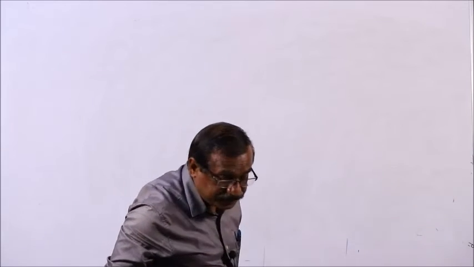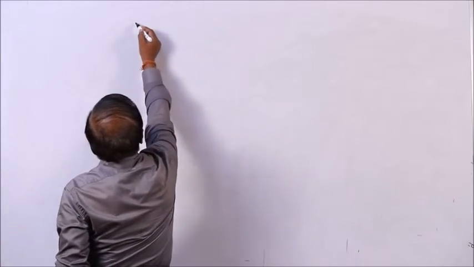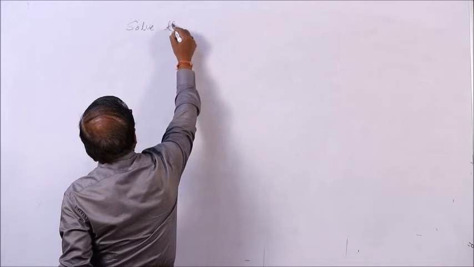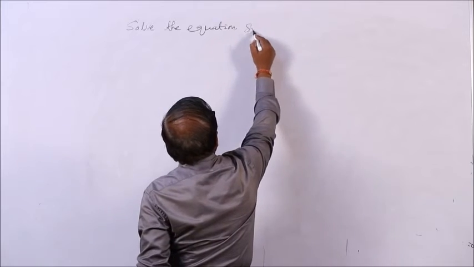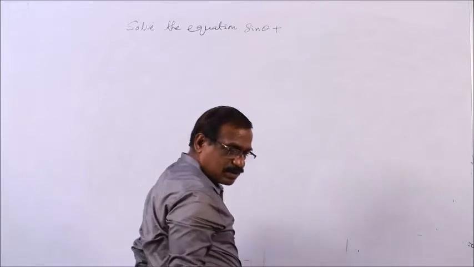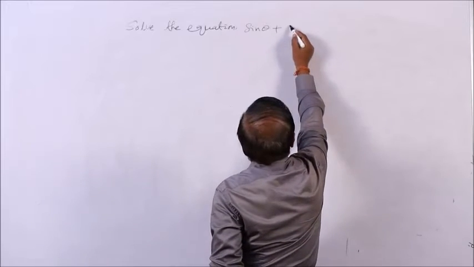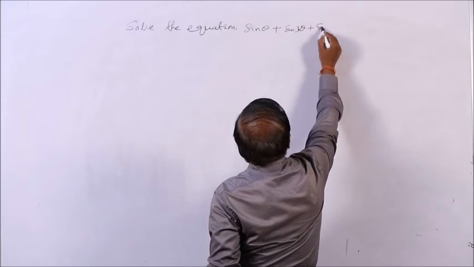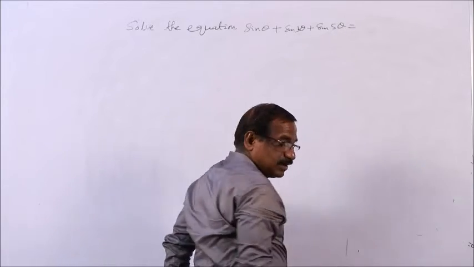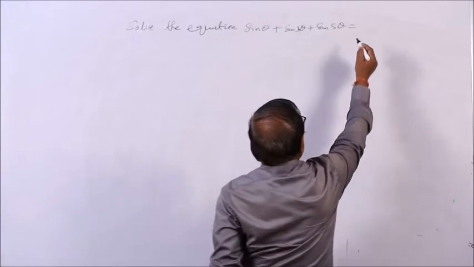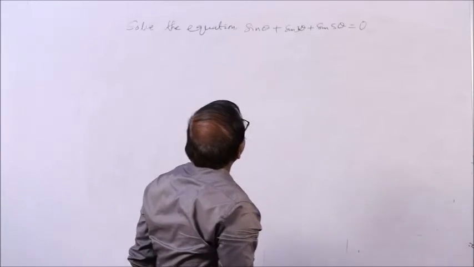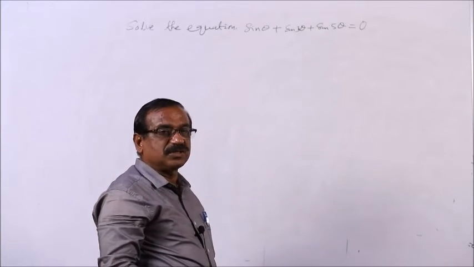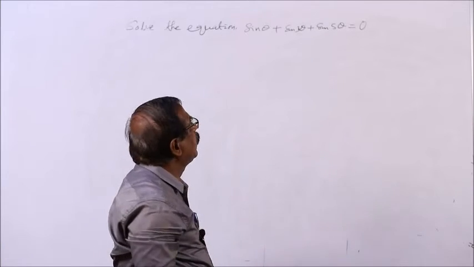The question is, solve the equation sin theta plus sin 3 theta plus sin 5 theta is equal to 0. Please see this question, it is a very good, important question. Solve the equation, what does it mean? That means we have to find the value of theta. Okay.